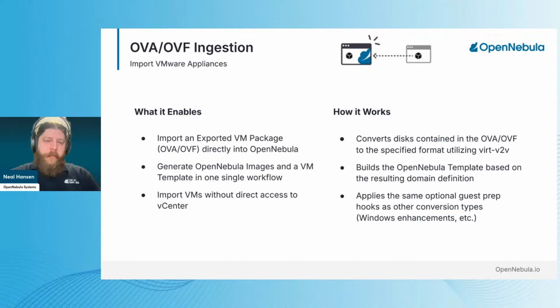You simply tell it where the OVA or OVF is. It makes all the images and all the templates in OpenNebula based off of the metadata found inside of that. And then that just allows you to import without direct access. And it does use the virt-v2v as well. It's an extremely useful tool for converting stuff from one virtualization platform to another. And then we build the OpenNebula template based off of the information inside. And if there's other guest prep hooks, so we still do the contextualization install, we still remove VM tools, we do Windows enhancements, we do new guest agent, all that fun stuff.